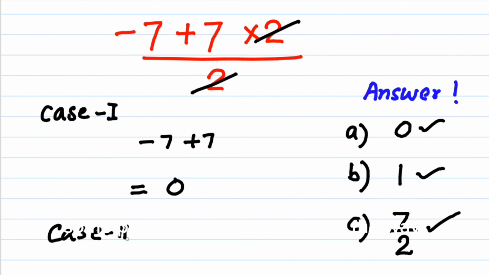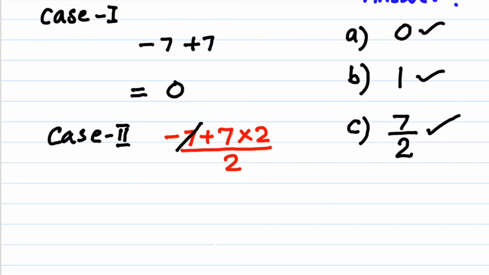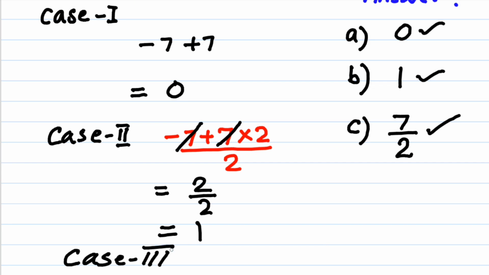Some people do this question in the way that -7r plus 7r cancel, so their answer will be 2 divided by 2, which will be equal to 1. And some people do this question by case 3.